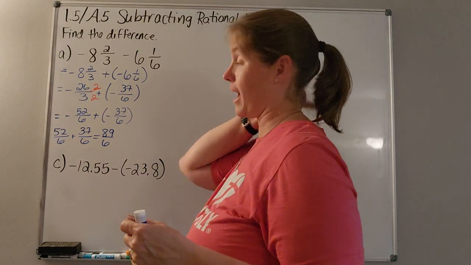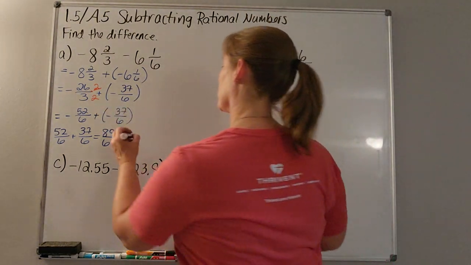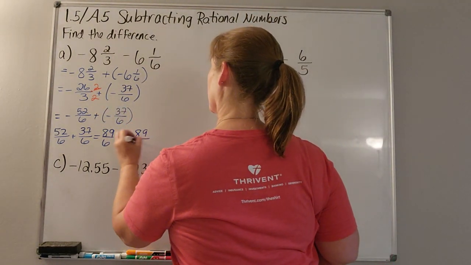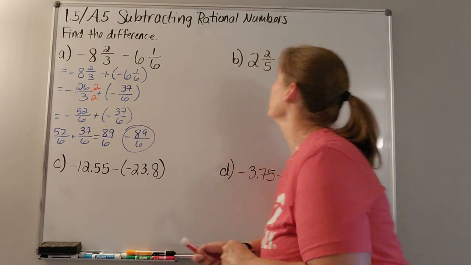Now the question is, is it going to be positive or negative? It'll be negative, that's right, because I added two negative numbers. So my answer is negative 89 over 6. All right, let's step over here.